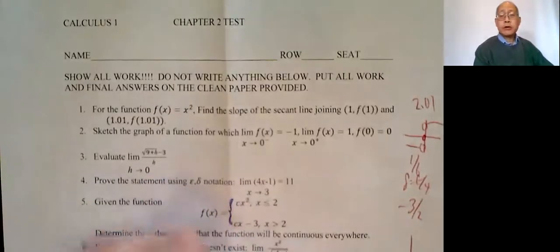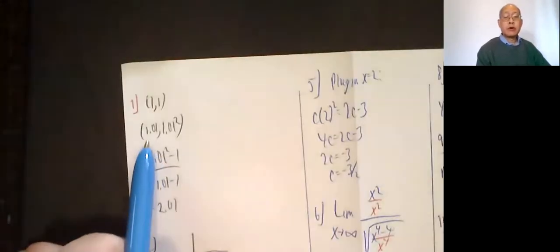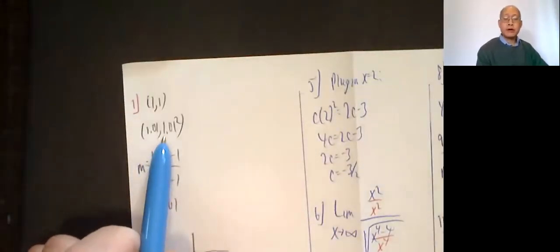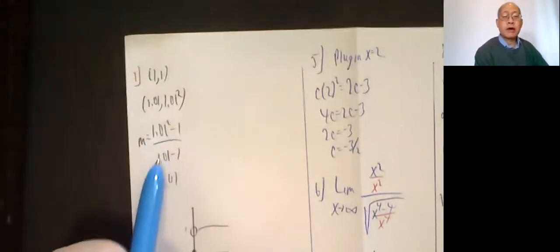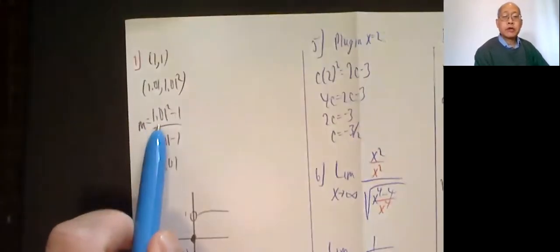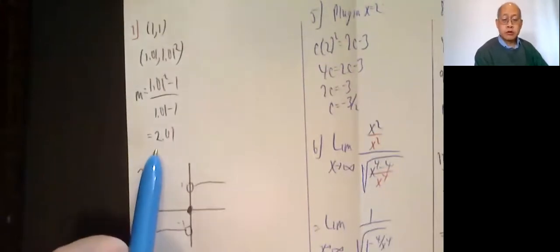Number 1, find the slope of the secant line joining (1, f(1)) and (1.01, f(1.01)). So the points are (1, 1) and (1.01, 1.01 squared), since the function is x squared. So the slope is y2 minus y1 divided by x2 minus x1: 1.01 squared minus 1, divided by 1.01 minus 1, comes out to be 2.01.